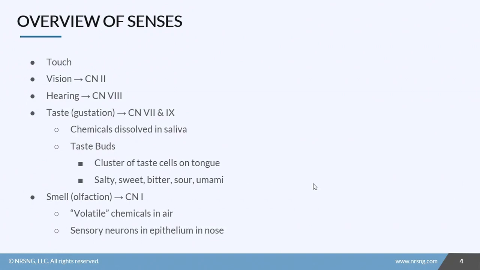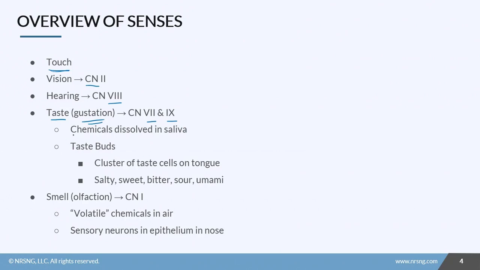There's 5 major senses: touch, which we are going to talk about in detail in this lesson; vision, which is controlled by cranial nerve 2; and hearing, which is cranial nerve 8. We also have taste or gustation, which is cranial nerves 7 and 9.